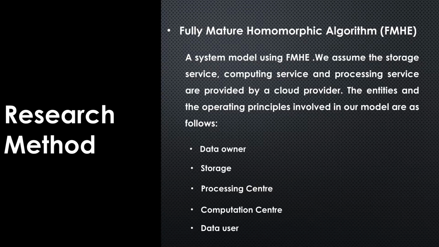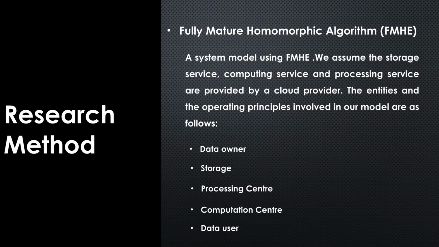The first one is data owner. Data owner is usually the enterprise or organization who possesses the raw data. It receives the public key from the processing center and encrypts the private data. Then it sends the encrypted data to the cloud database. It has only encrypted functionality. And the second one is storage. Storage is actually the cloud database that is responsible for storing this encrypted data.